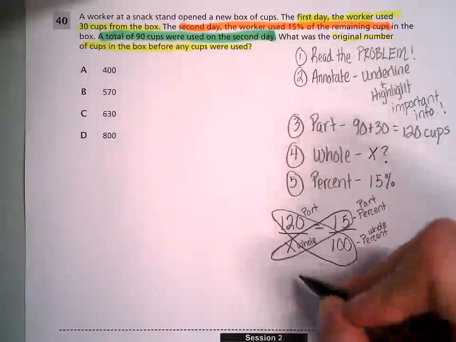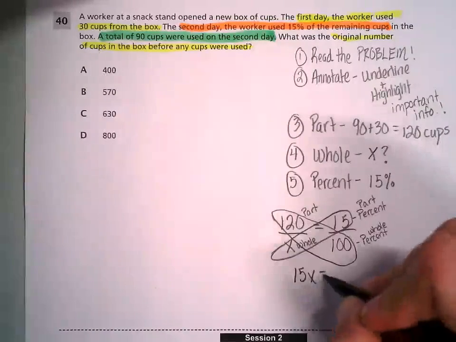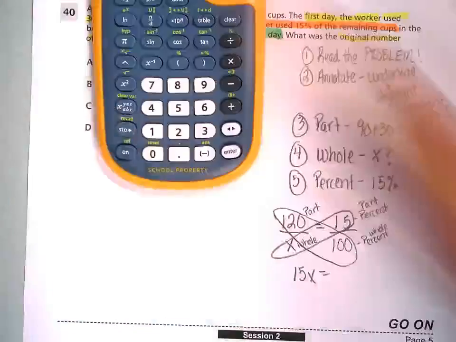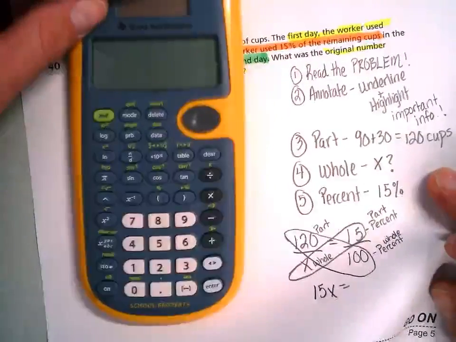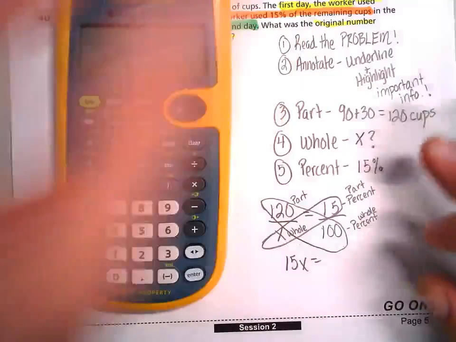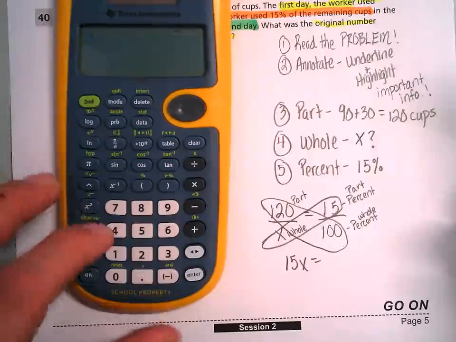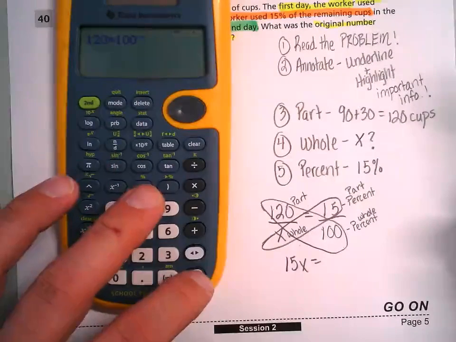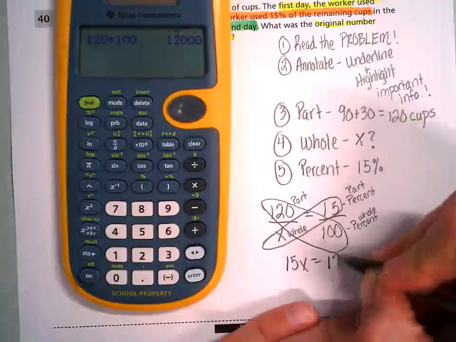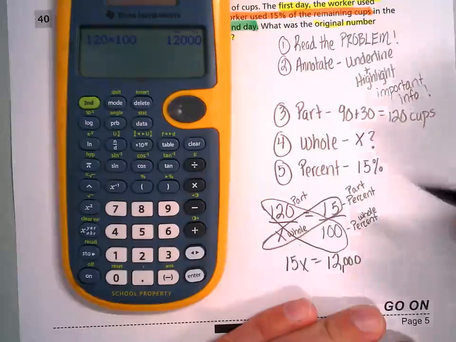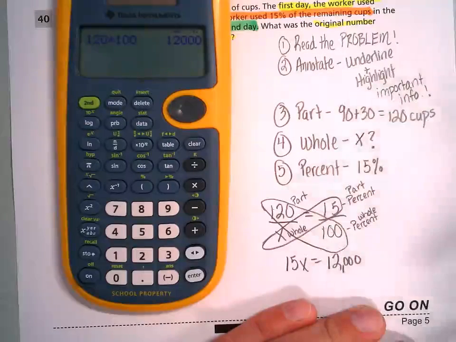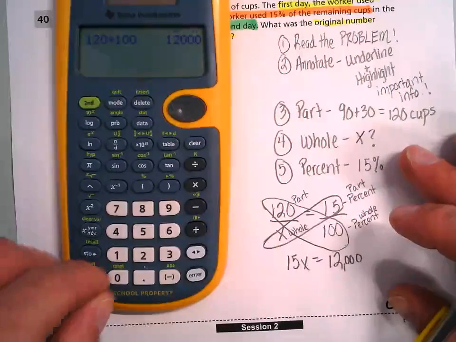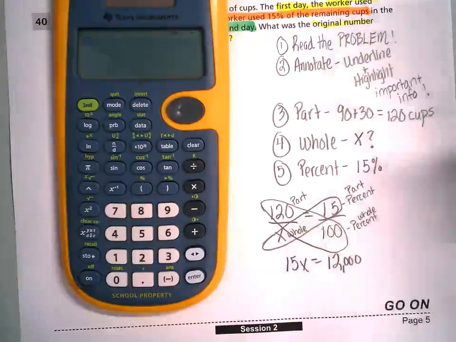So when I cross multiply, 15 times x is 15x. 120 times 100. Now, you can add zeros, you can do what you want, but we do need to get used to using our calculators, and it's good to have that warm fuzzy feeling like I talk about all the time in class. That's what you get by using your calculator. So we get 12,000. You could obviously just take 12 times 1 and then add the 3 zeros to it. But I put it in my calculator no matter what. So we have that. Now, we're just solving basic equations.